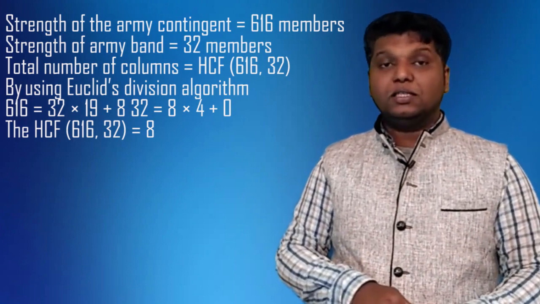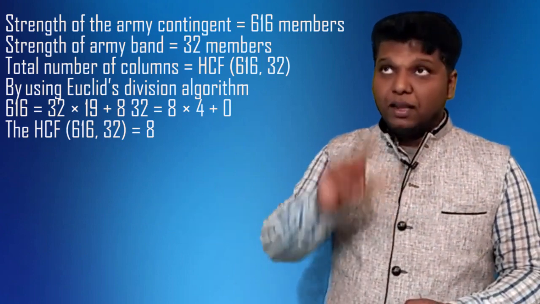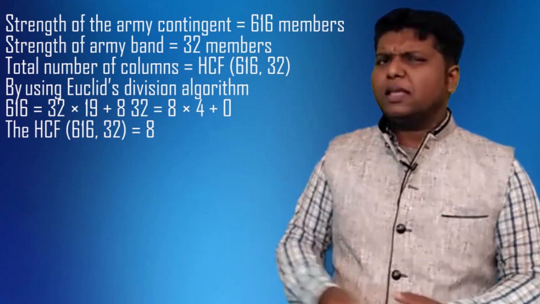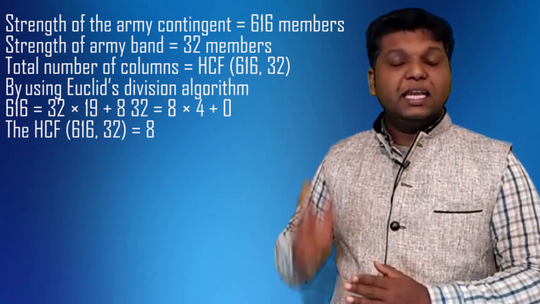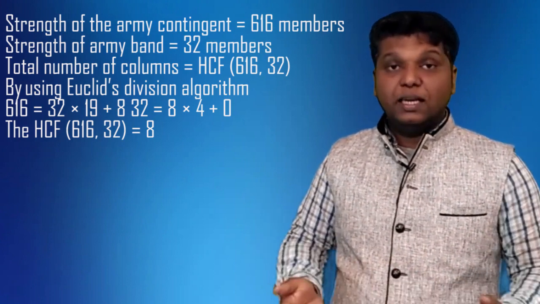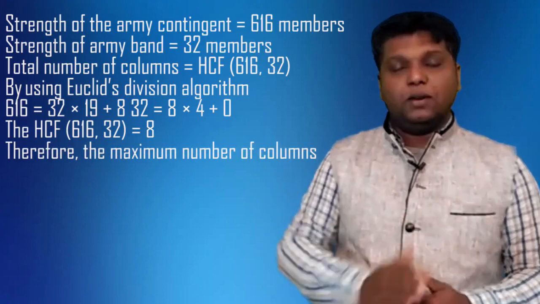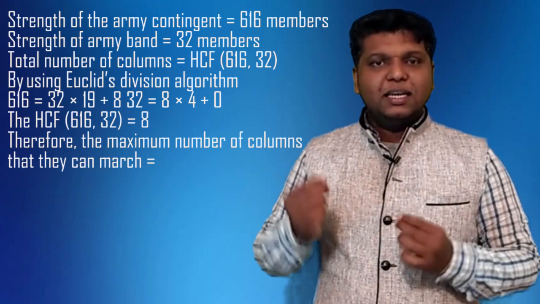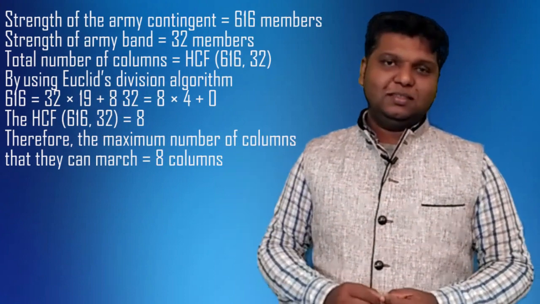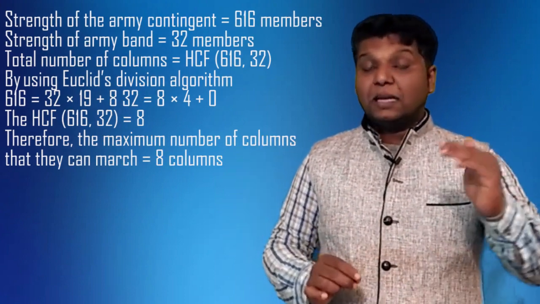What will be the conclusion step? What will be the final step? We will check out the last line of the question. What was the last line of the question? What is the maximum number of columns in which they can march? So here we will conclude like this. Therefore, the maximum number of columns that they can march is equal to 8 columns. Like this you have to write, step by step you have to write.